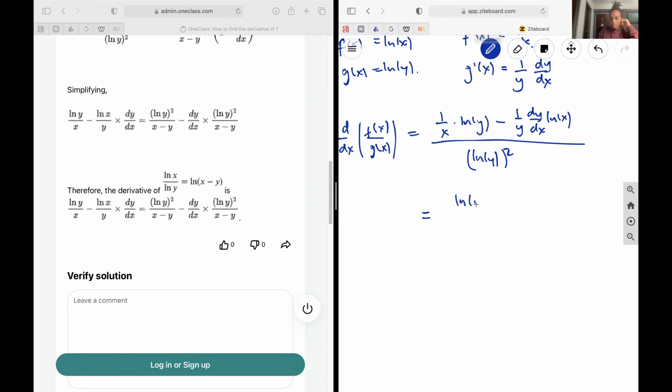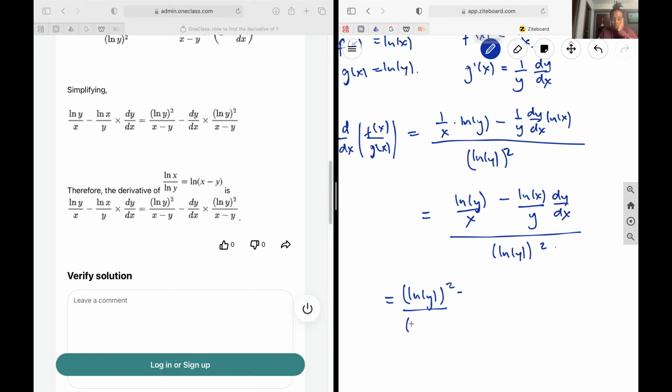So I get (ln(y/x) - ln(x/y)) multiplied by dy/dx, all over ln of y squared. And we can rewrite this as ln of y squared over (x - y) times dy/dx, divided by ln of y squared over (x - y). And that's going to be your final answer. So you can leave it in either form, both are correct.